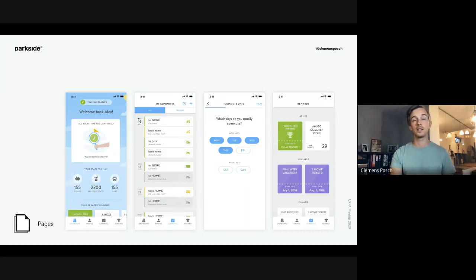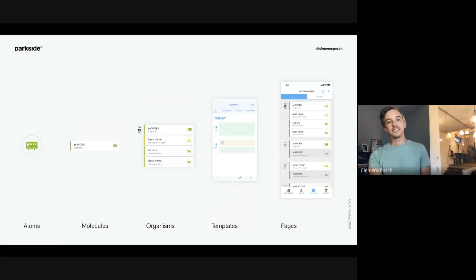This is the Write Amigos app we created 1.5 years ago for one of our clients in Bloomington, Indiana. It's live on the App Store as well. If you want to track your commutes, you can download it right now. So: atoms, molecules, organisms, templates, and pages.